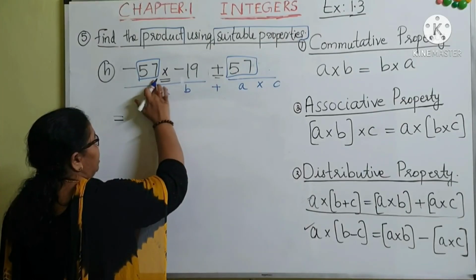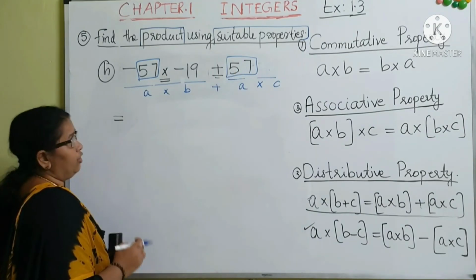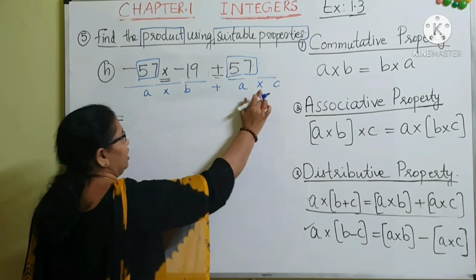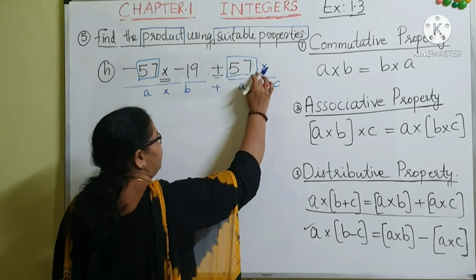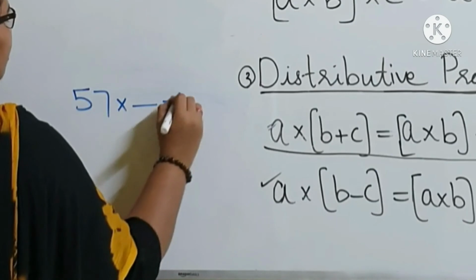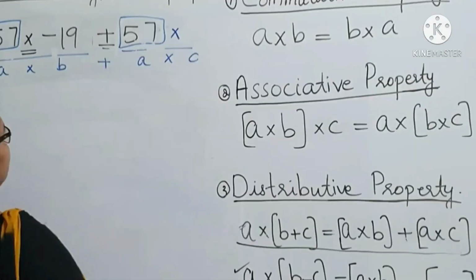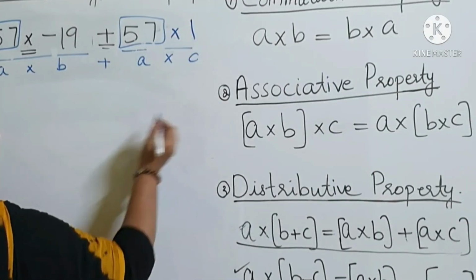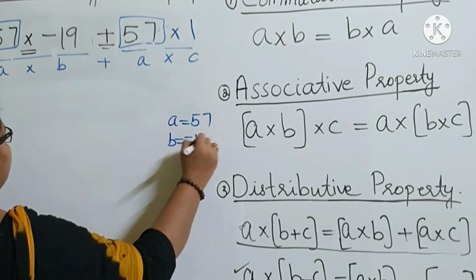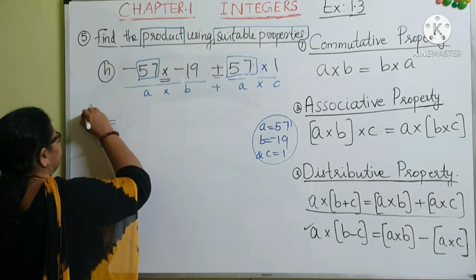So what should we do? This 57 has an integer friend negative 19. So we should give an integer friend to this 57 also. Then only this part will be in this form and we can use distributive property. So here A into C. So we should multiply 57 by an integer. So with which integer we should multiply 57 to get 57 as the product? 1. 57 into 1 is 57. So this integer friend is 1. Here now A is equal to 57, B is equal to negative 19 and C is equal to 1. That is equal to answer.